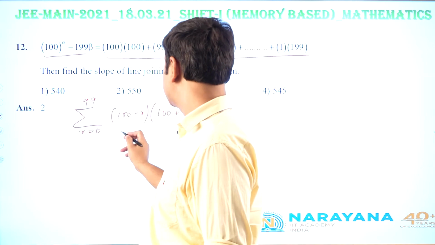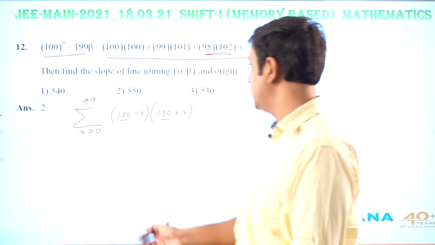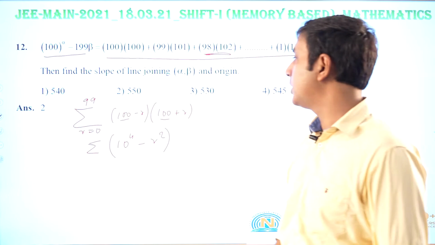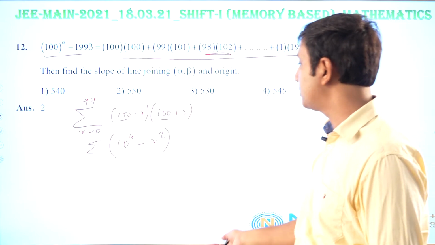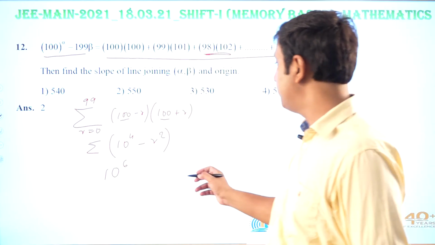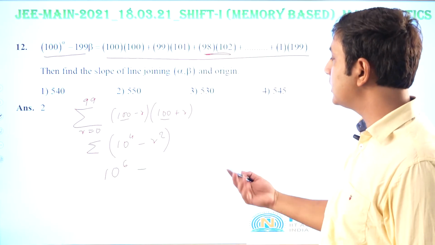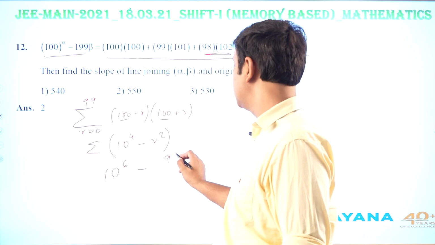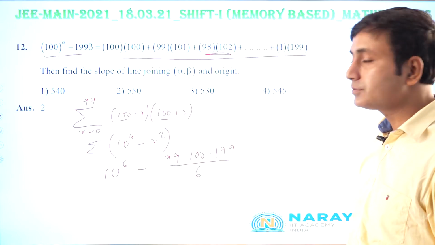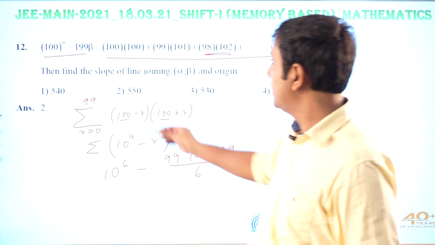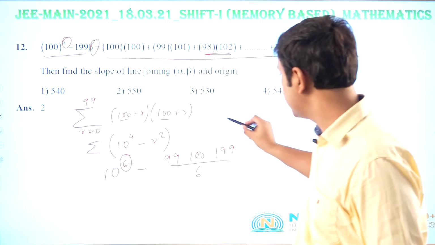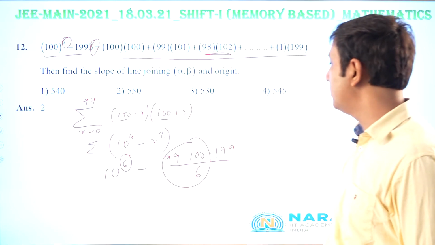We will simply write this as 100 into 100 will be added how many times? This is 10 to the power 4 minus r square, summation. The 10 to the power 4 will be added 100 times, which will become 10 to the power 6. Then minus summation of r square. Summation of r square till 99 will be 99 into 100 into 199 by 6. So this quantity, the alpha we have to recognize, which seems to be 6. Beta we have to recognize, which is this number, 99 into 100 by 6.